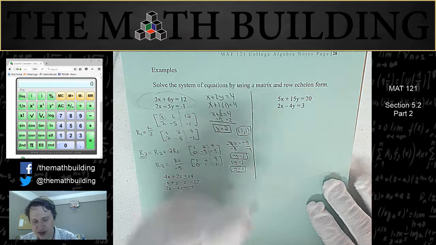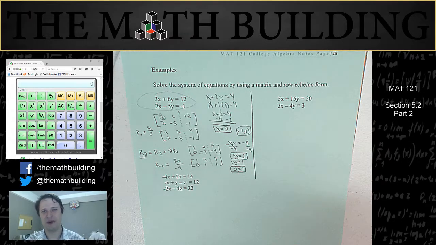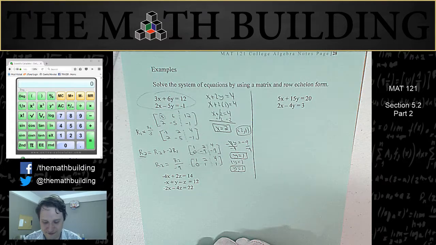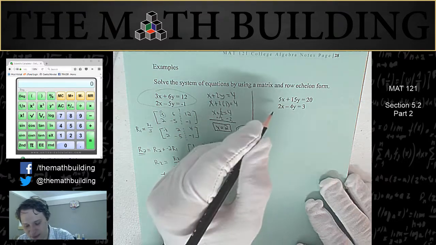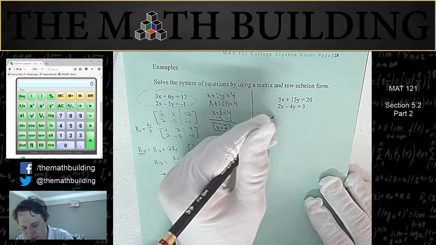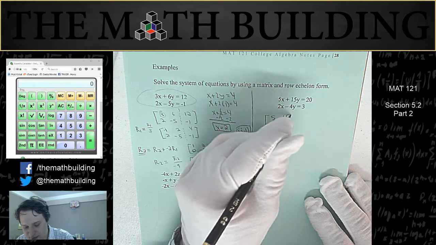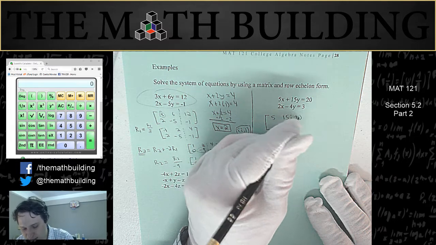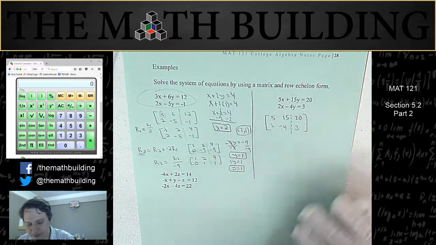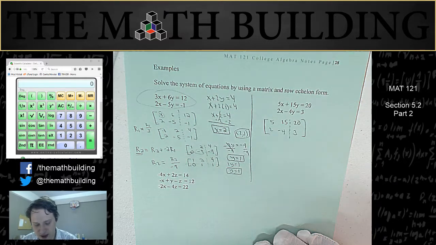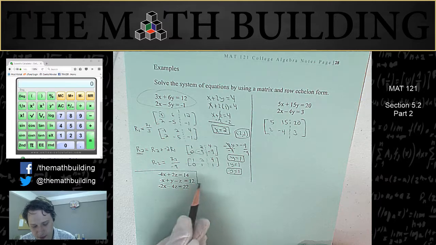Now, I know that felt like it used a lot more brain power than using substitution or elimination, but I promise you that with practice, you will get the hang of this. Let's do the next one. It's going to be, first, write it as an augmented matrix. 5, 15, 20, 2, negative 4, 3. Okay? The strategy is still the same.